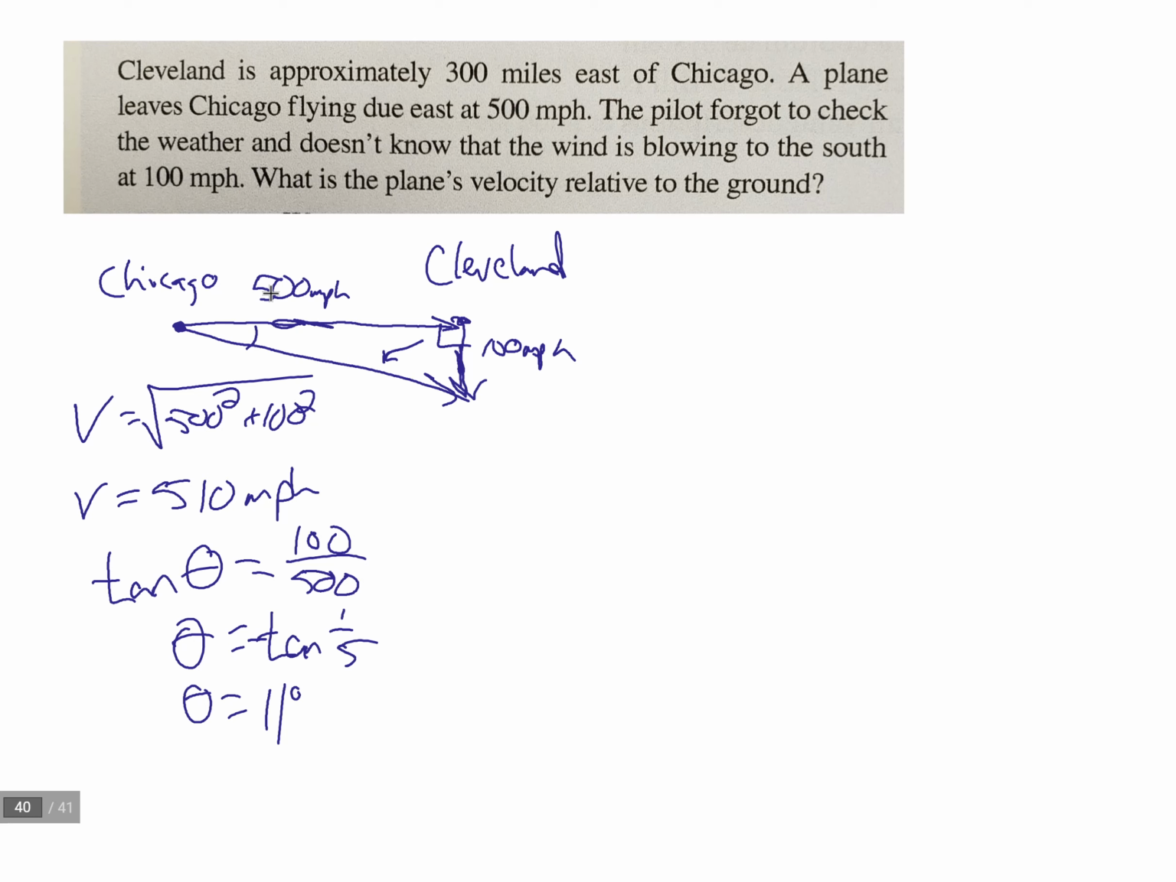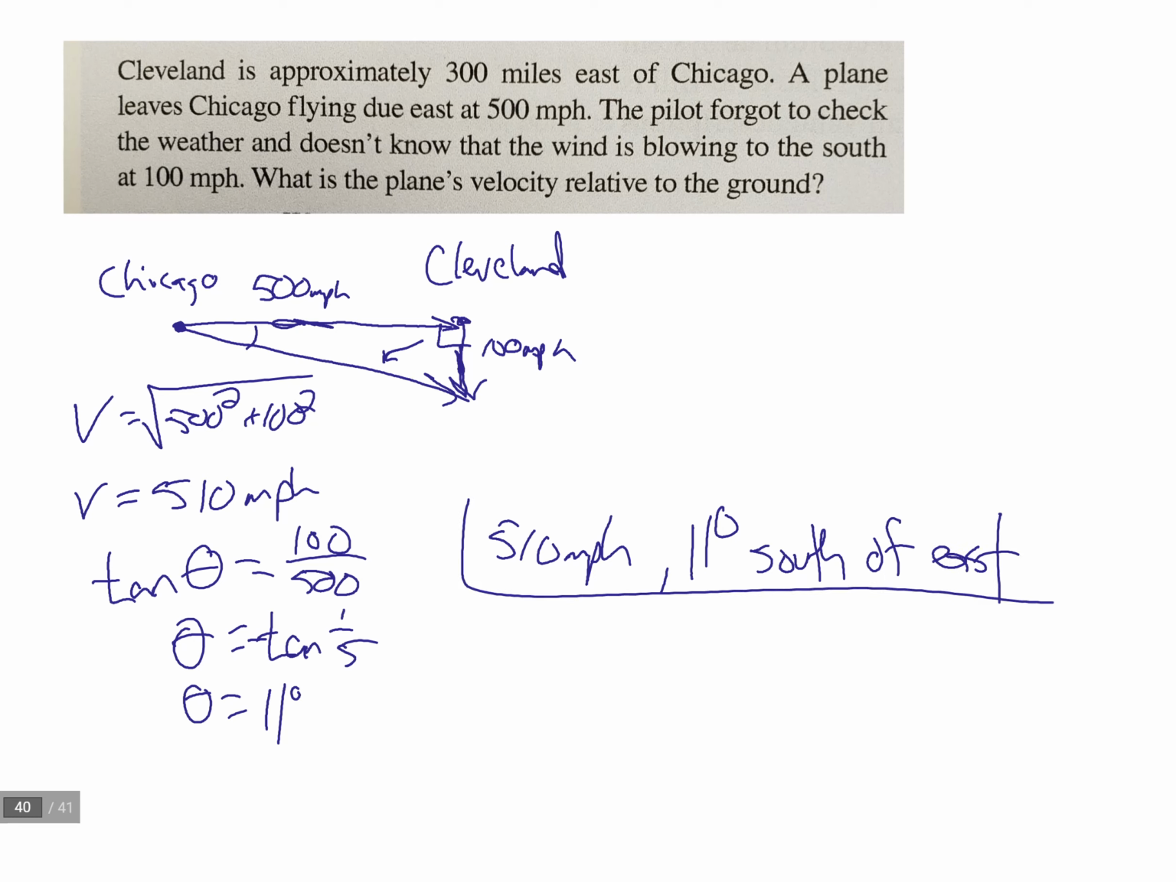So now we need to formulate an answer. That is an 11-degree angle, but we need to state that this is 510 miles per hour, and that angle is 11 degrees. We were going east, but we wound up going south of that. So south of east. That is our answer. All right. By the way, the pilot forgot to check. Not good. Not a good pilot.